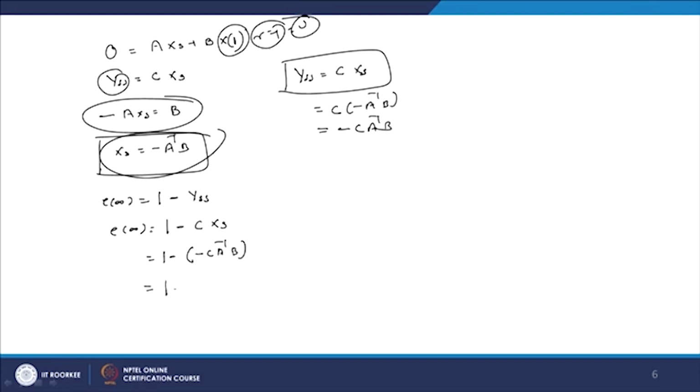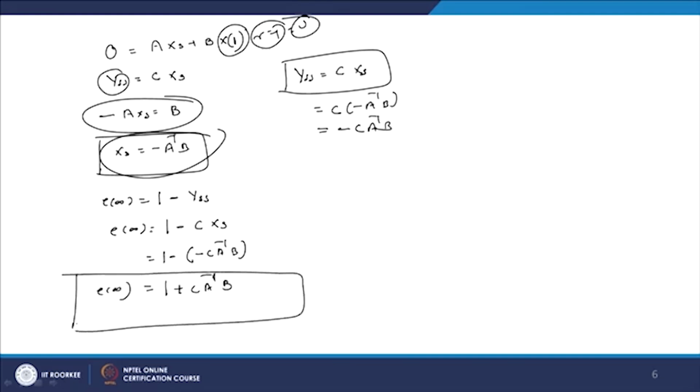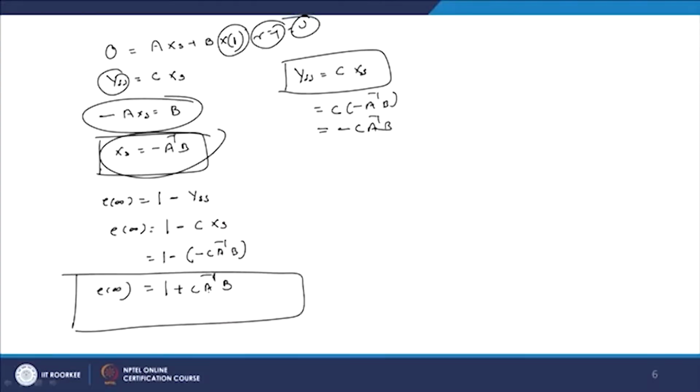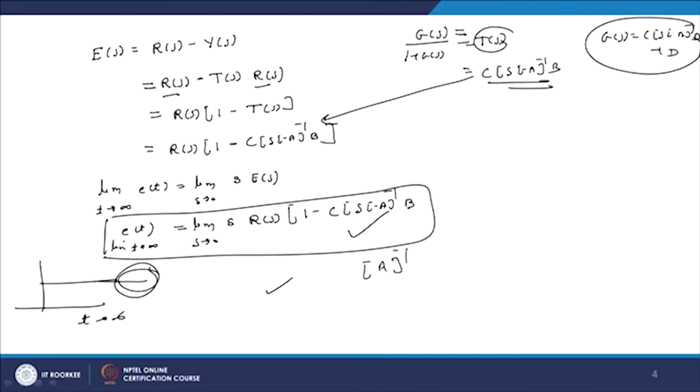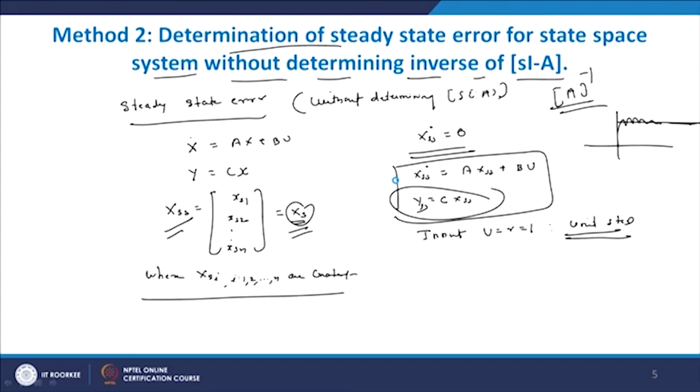So, we can write it as 1 plus C A inverse B. So, the steady state error is 1 plus C A inverse B, and we will find that in this case there is no term of s. It completely depends upon the C, A and B matrices, and we can directly get the steady state error. So, what advantage do we get? The advantage is simple, because here we have to use A inverse, whereas in the earlier method we had to calculate sI minus A inverse. So, this part has been removed.